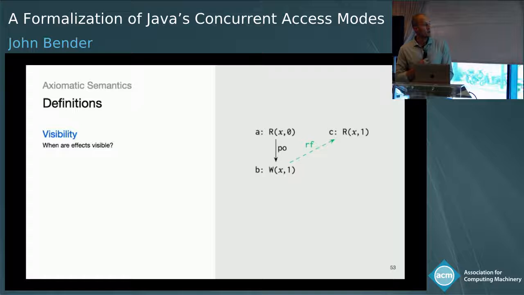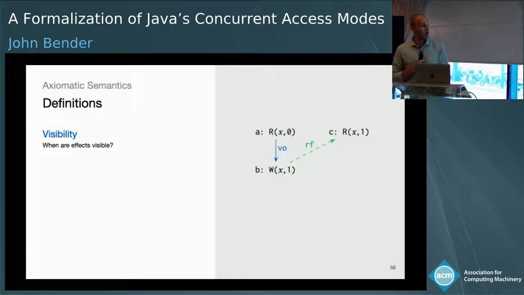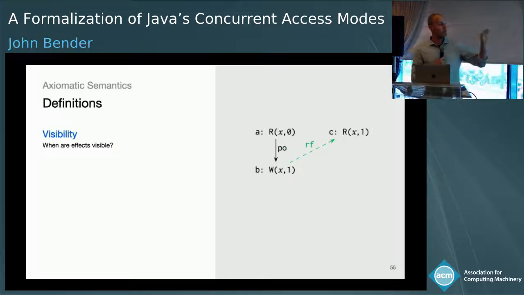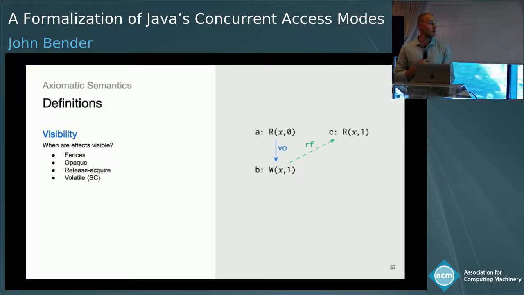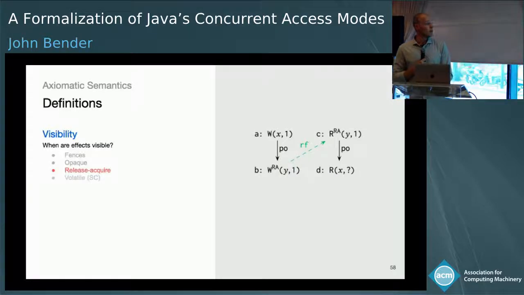A few things are just sort of baseline visible in our semantics. First and foremost, when something reads from something else, the effects of the write are available to the read. They're visible to the read. Second, same-variable accesses in program order are also visible to each other. So that's just a baseline of visibility. We extend this basic notion to cover essentially fences, opaque accesses, release-acquire accesses, and volatile. So basically everything's defined in terms of this basic notion of visibility. Everything generates visibility relationships.